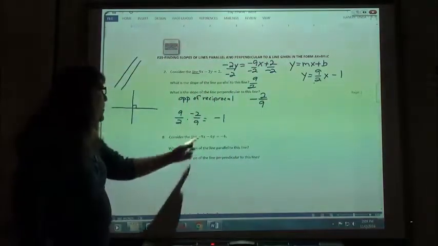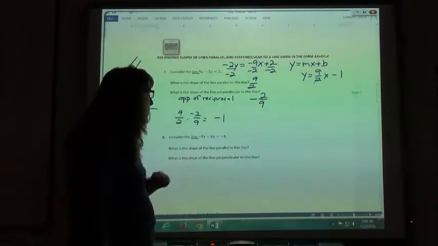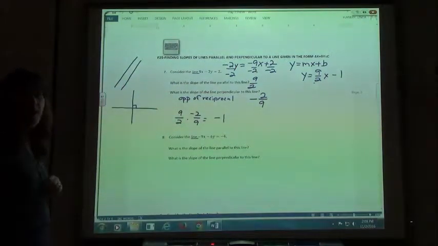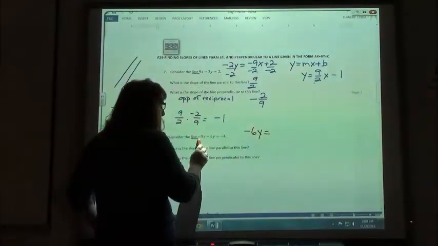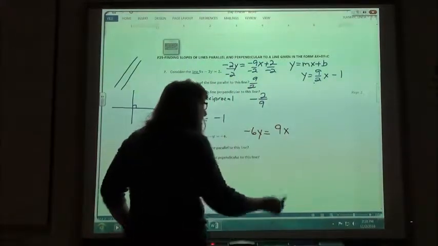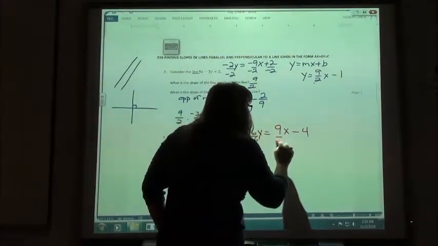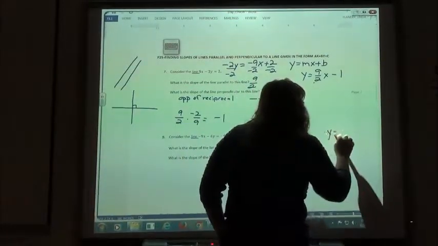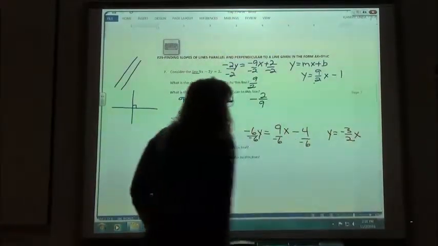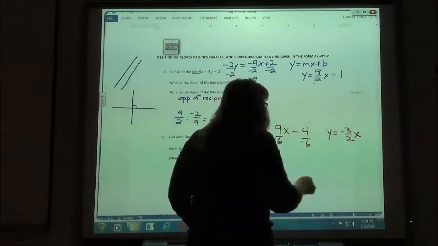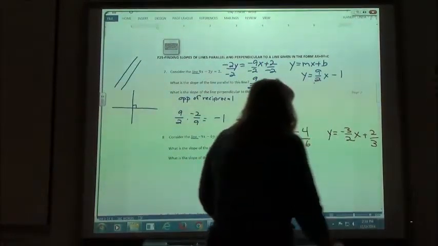So number 8, if we have the line -9x minus 6y equals -4, and we want to find the slope of the parallel and perpendicular lines, first thing we have to do is rearrange it and find the slope of the given line. So -6y is going to equal, I'm going to move my 9x to the other side, so it's going to be positive 9x minus 4. I'm then going to go ahead and divide and simplify. So y is going to equal, positive over a negative is a negative, and I can reduce that down to 3 over 2. So y equals negative 3 over 2 x, and I can reduce that one down. I have a negative over a negative, so it's going to be a positive 2/3.